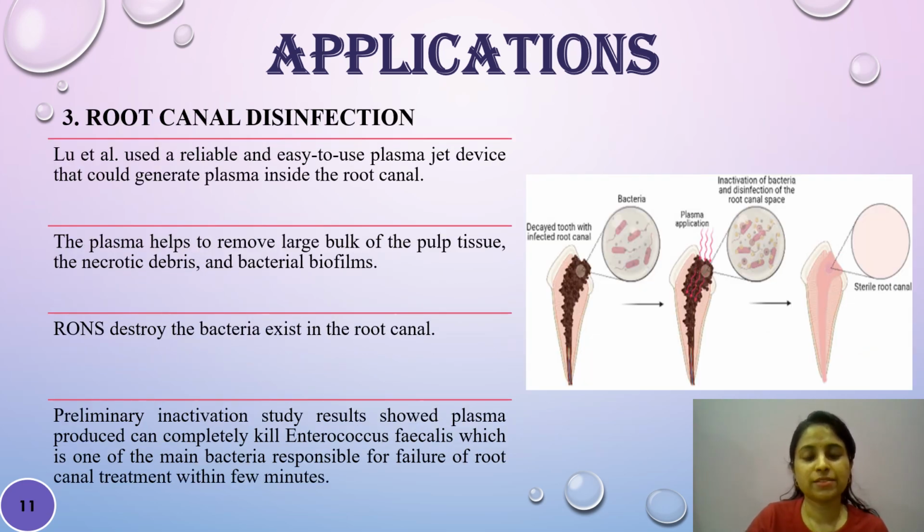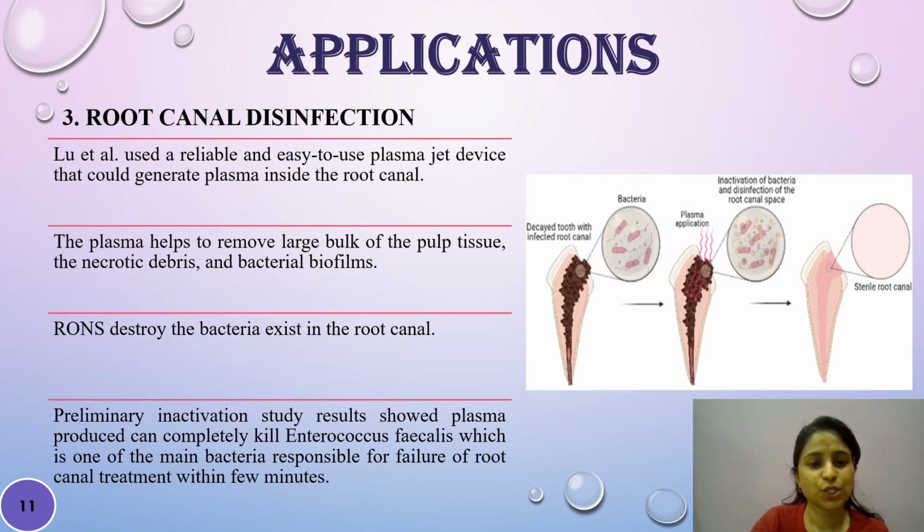Lastly is root canal disinfection. Liu et al. used a reliable and easy-to-use plasma jet device that could generate plasma inside the root canal. The plasma helps to remove a large bulk of the pulp tissue, necrotic debris, and bacterial biofilms. Reactive oxygen and nitrogen species destroy the bacteria that exist in the root canal.